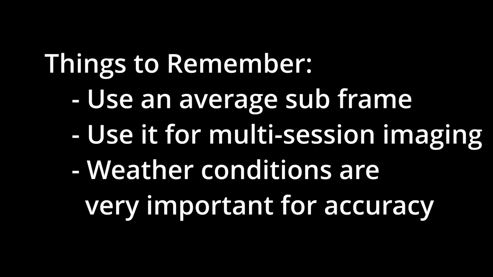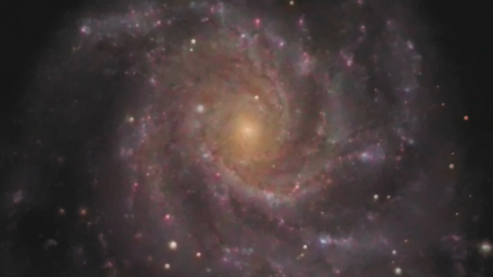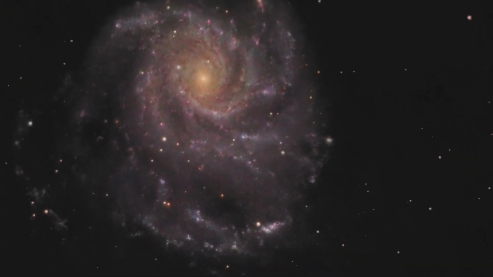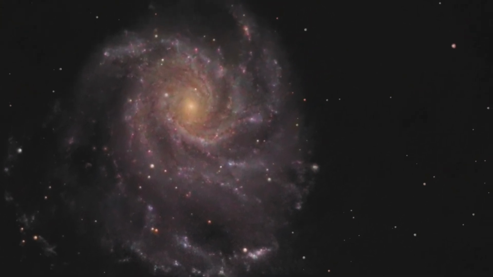I ended up getting about 27,000 15-second subs of M101, or about 11 hours of data from my light polluted neighborhood. I figure that the average SNR of the core region is about 120. Here's the final result. And thanks for watching.